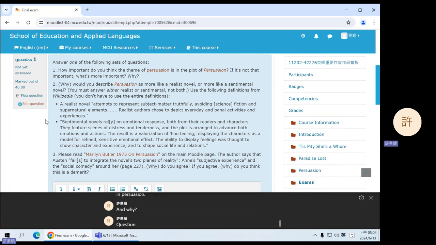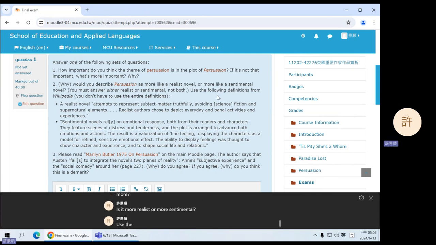Question 2. Would you describe the novel as more like a realist novel or more like a sentimental novel? In Chinese, 写实跟感性小说. And why? You must answer either realist or sentimental, not both. Obviously, it is both, right? It is a realist novel and it is a sentimental novel. But which one is it more? Is it more realist or more sentimental?